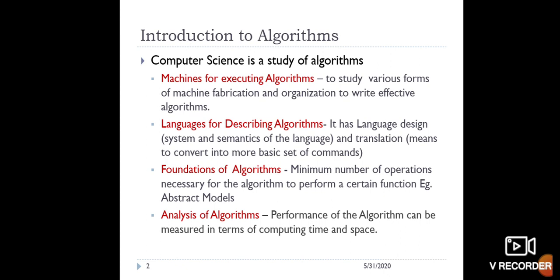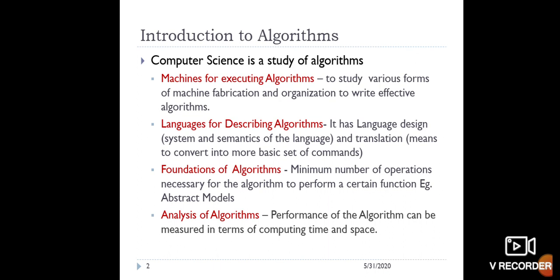Actually, first you're going to call computer science a study of algorithms. When you call computer science a study of algorithms, you will be considering all these aspects. The first one is machines for executing algorithms. Suppose you are writing an algorithm, you need some physical machine to execute it. Starting from a pocket calculator to a big PC, you need some physical machine to write a program or an algorithm. There are various machine fabrications and organizations, and you have to write effective algorithms through that.